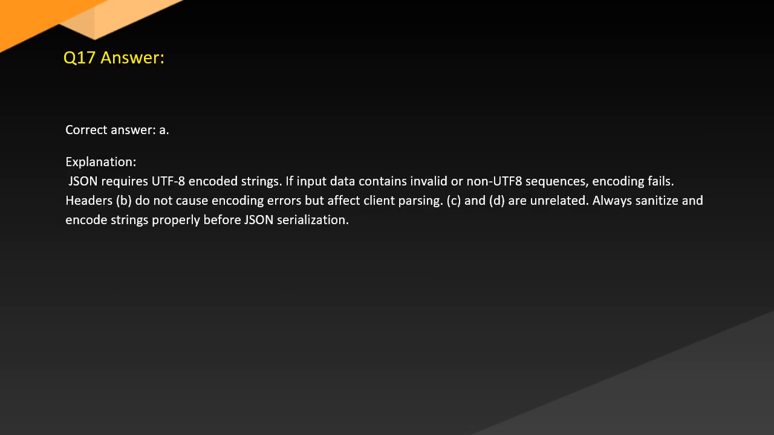Answer. Correct answer: A. Explanation. JSON requires UTF-8 encoded strings. If input data contains invalid or non-UTF-8 sequences, encoding fails. Headers (B) do not cause encoding errors but affect client parsing. C and D are unrelated. Always sanitize and encode strings properly before JSON serialization.